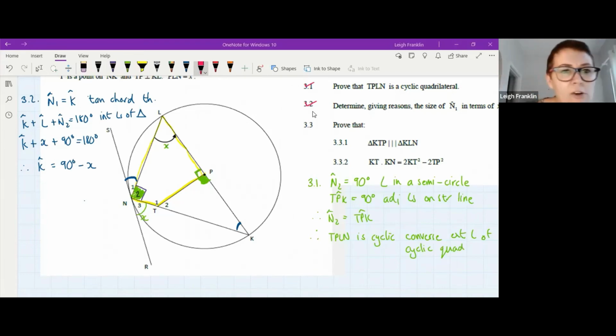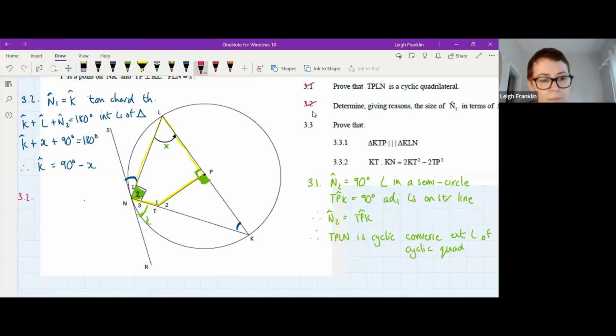I don't know if you remember, we were talking earlier and someone said that N3 was equal to X, which is true. So in your way of doing this, we'd first have to state that N3 was equal to X because of tan chord theorem. And then you could say that X plus N2, which is 90, plus N1 adds up to 180 degrees. Lovely, well done. Let's just quickly put that down. Lovely way of doing it.